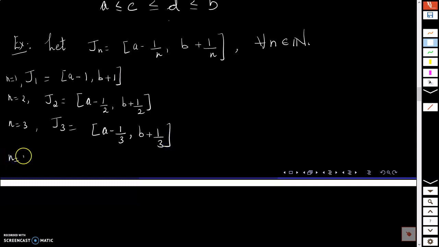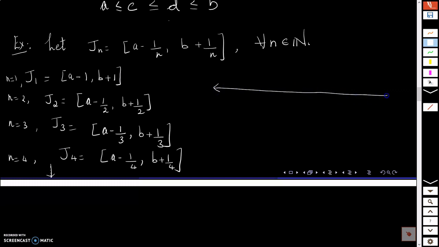For n equal to 4, what am I going to have? J4 is equal to [a minus 1/4, b plus 1/4], and so on. So I can keep on doing this process. What we will do is put this on the number line and try to analyze what kind of intervals we are getting.